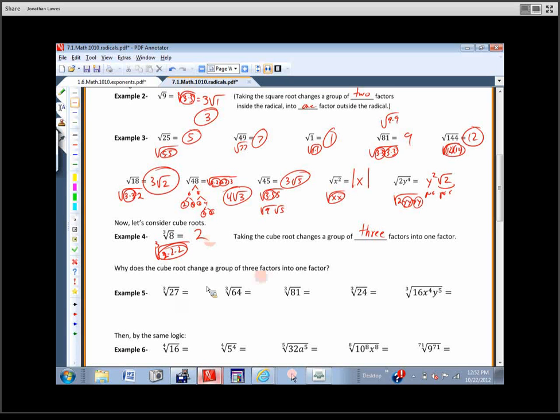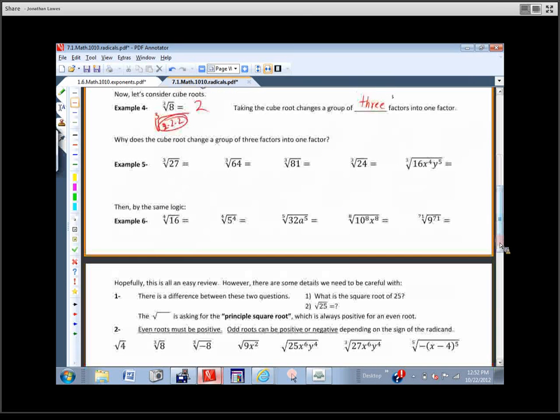So why does the cube root change a group of 3 factors into 1? Because it's the inverse of cubing, right? Cubing takes 1 factor, makes it look like 3. Cube roots do the exact opposite. Okay. How are we doing?